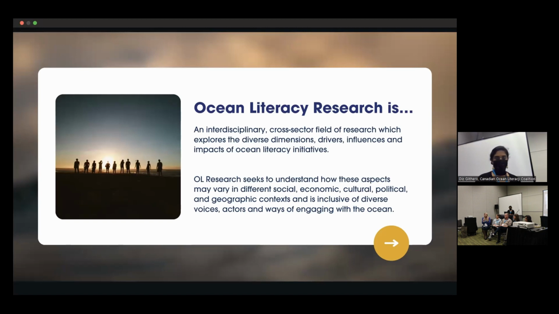We have co-developed with lots of wonderful people over the last couple of years a working definition, which is definitely going to keep evolving. This is a starting point and part of a conversation. How we've defined ocean literacy research right now is an interdisciplinary, cross-sector field of research, which explores the diverse dimensions, drivers, influence, and impacts of ocean literacy initiatives. So we're trying to understand what's driving the ocean literacy initiatives, how they're being received, what the indicators of success might be, how they're being integrated into policy, what else is needed to ensure we maximize the potential of ocean literacy throughout the ocean decade and beyond.